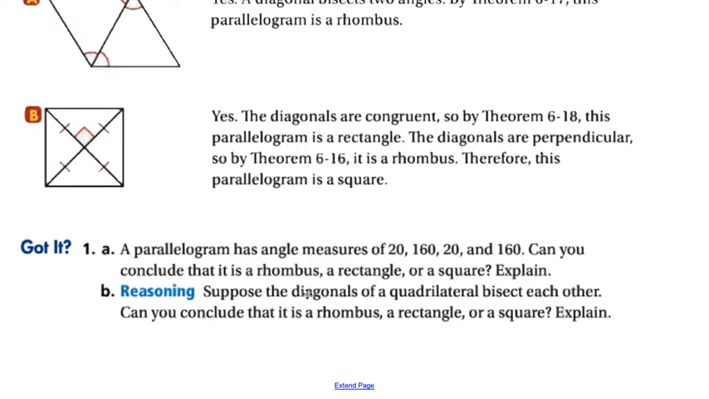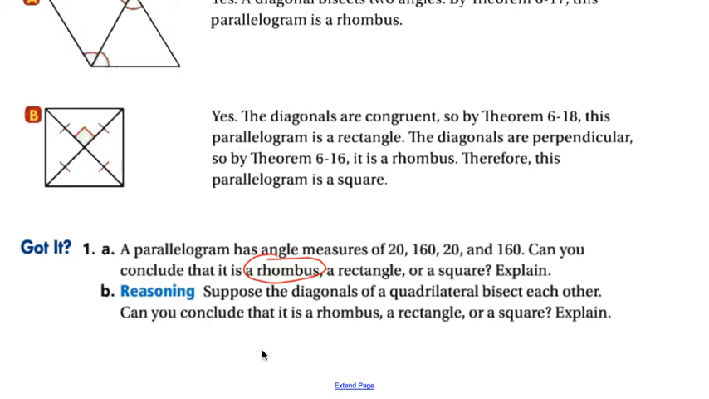So in our next one, letter A says, a parallelogram has angle measures 20, 160, 20, and 160. Can you conclude that it is a rhombus, a rectangle, or a square? Well, we know it's a parallelogram. There are no 90-degree angles, so we know it's not a rectangle or square. So it is possible that it could be a rhombus. So in this case, we're going to say that it could be a rhombus.